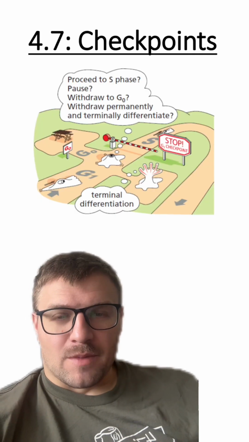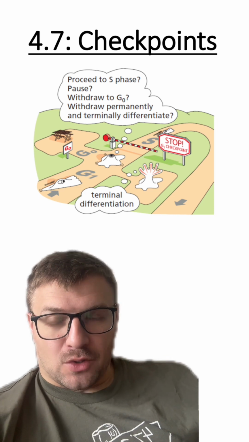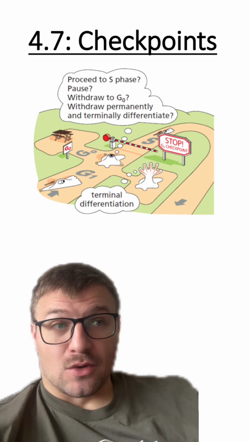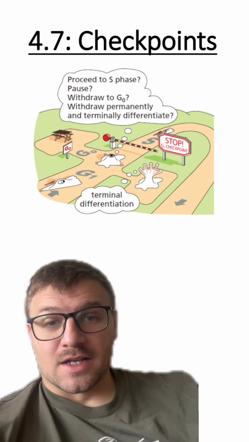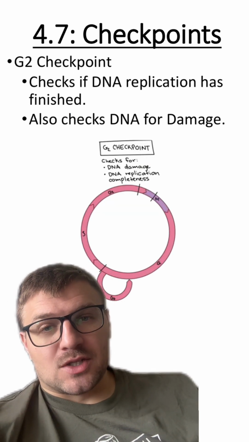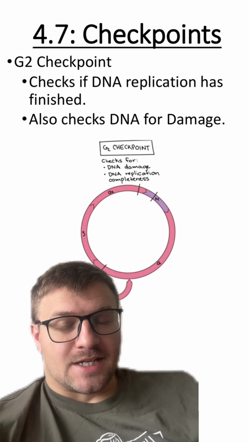I found this comic and I thought this does a great job of showing what actually happens here at that checkpoint. After the cell checks and makes sure that everything internally is okay, it will allow the cell to move on to S phase. During the G2 checkpoint, the cell is going to check to make sure that DNA replication has finished, and it's also going to check for DNA damage.